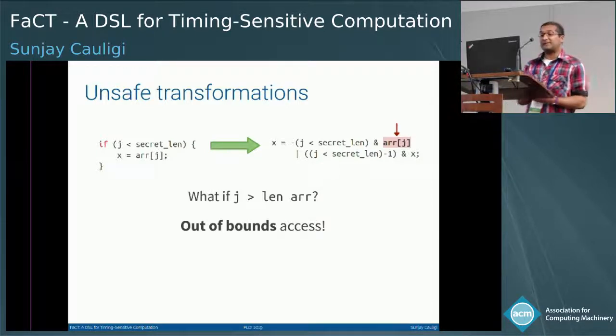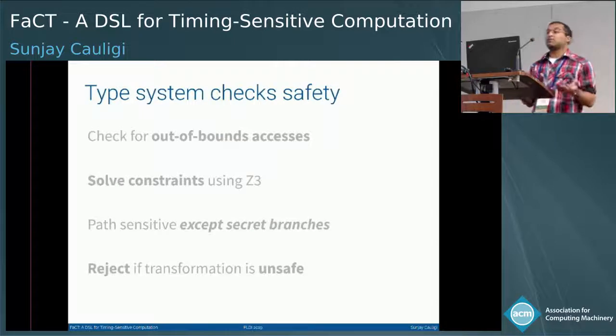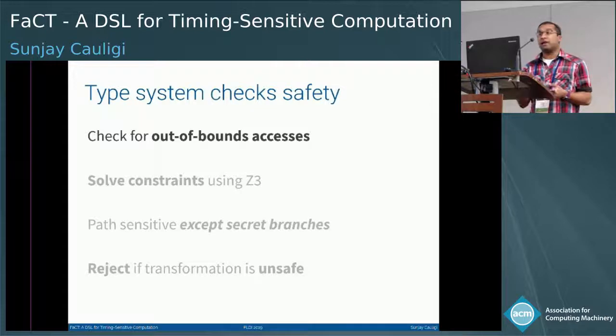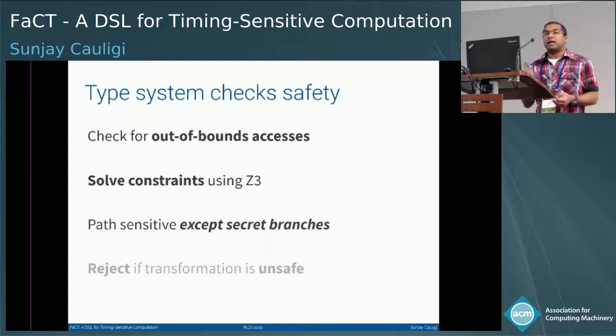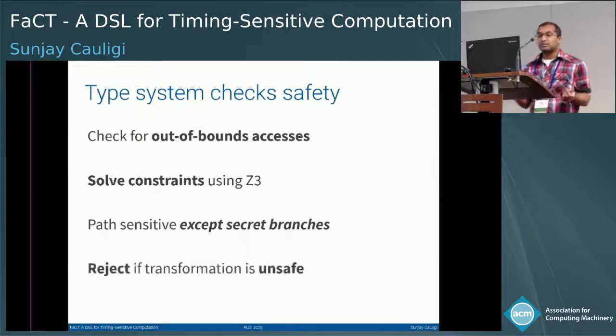And that's really bad. So we're going to augment our type system to check for memory safety. We're going to check every array access for potential out-of-bounds accesses. We're going to use that constraint solver, in our case Z3, to do this. And our constraint solver is path sensitive, except for secret branches. And this is key because remember, after transformations, all of your secret branches go away. So we can't add those to our constraint solver. And so now with this, we can check if your program is going to become unsafe after transformations. And we can reject programs that would become unsafe in this way.